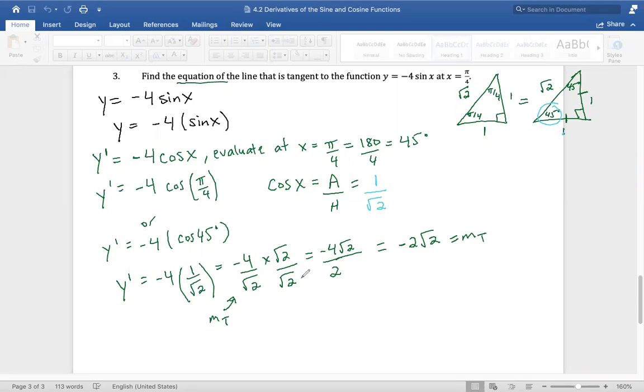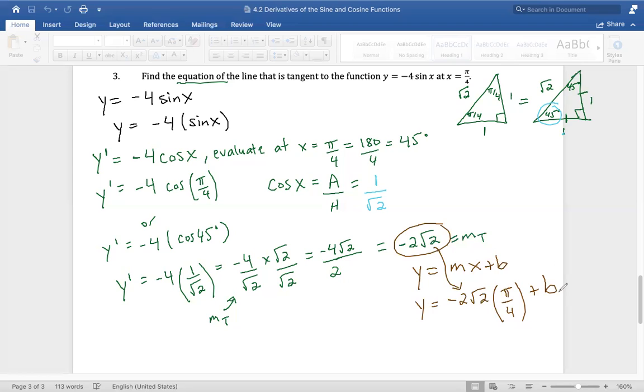So that's my slope. Now that I have my slope, I need to get my equation. I don't know how much room I have here, so I'll do what I can. My equation of a tangent line, of a straight line, is y equals mx plus b. So what I have so far is -2 root 2 subbed in for m, which is my slope. Do I have x? Yeah, x was, remember, pi over 4. Multiplied by pi over 4 plus b. So that's what I have going on so far.